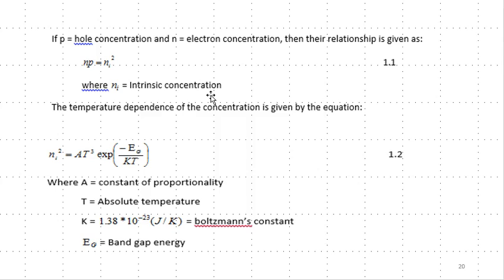And we have seen a graph that is telling us the relationship between the number of bonds that are broken with respect to the rise in temperature. This is the typical equation we use for determining the intrinsic charge concentration as a function of temperature and other parameters. Here we have Ni square equal to A T cube exponential minus Eg all over KT, where A is a constant of proportionality, T is the absolute temperature, which is supposed to be in Kelvin, Eg is my energy gap, and K is the Boltzmann's constant, which is 1.38 times 10 raised to minus 23 joule per Kelvin.